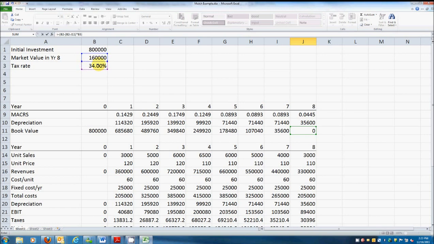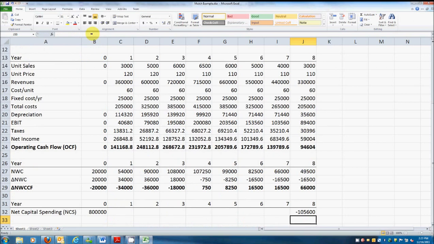By the way, when you do a formula, always make sure that you have the same number of open parentheses and close parentheses. Otherwise, it won't work. And I'm going to hit enter. And it shows us getting $105,600 back at the end.